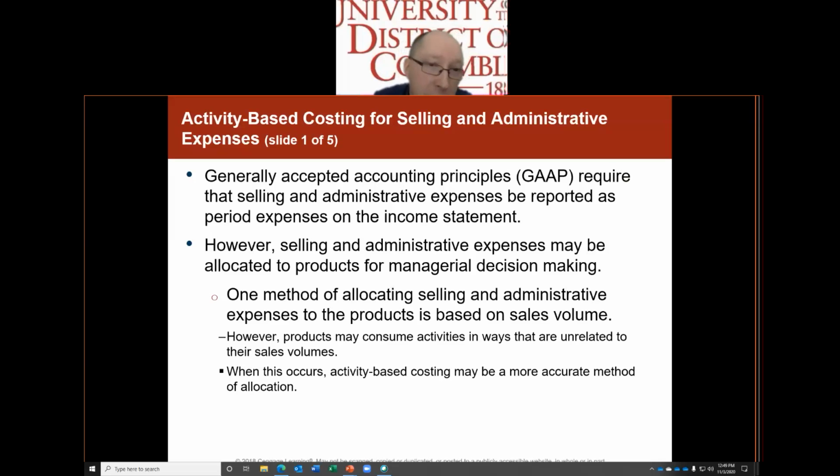Generally accepted accounting principles require that selling administrative expenses are recorded as period expenses on the income statement, just as they always are. However, you can allocate these through overhead, but it has to be tied directly to a respective activity that can be applied to that respective product.